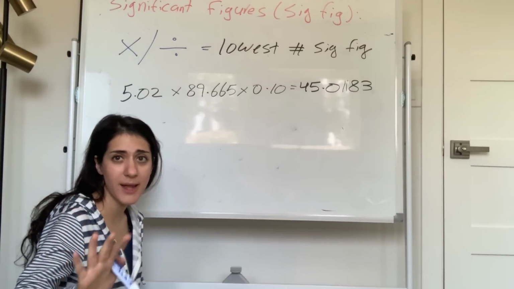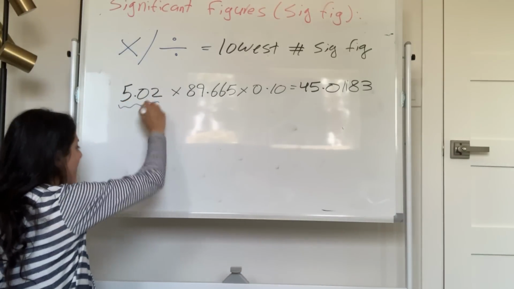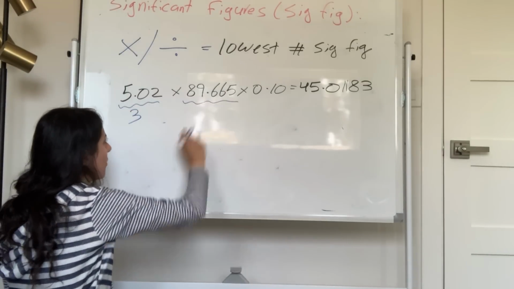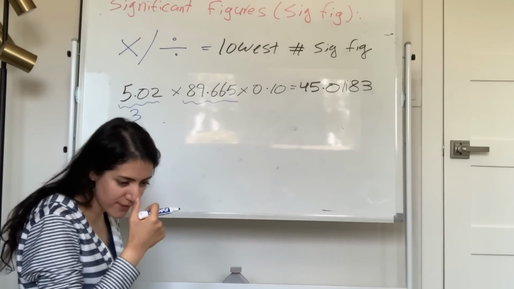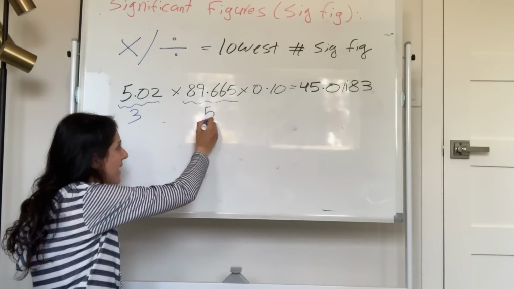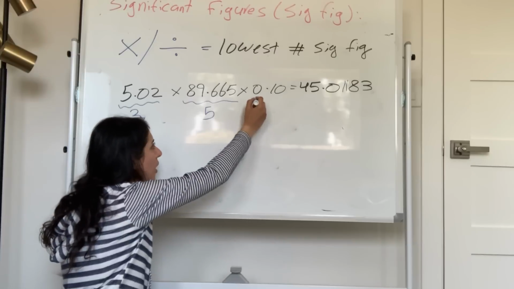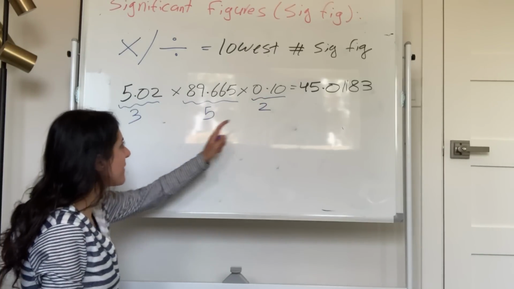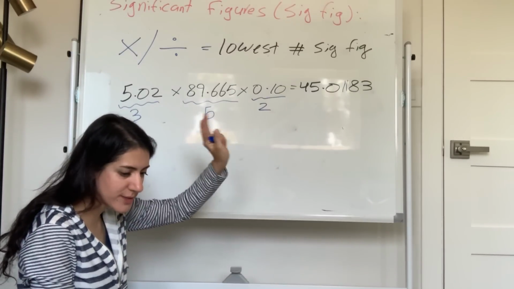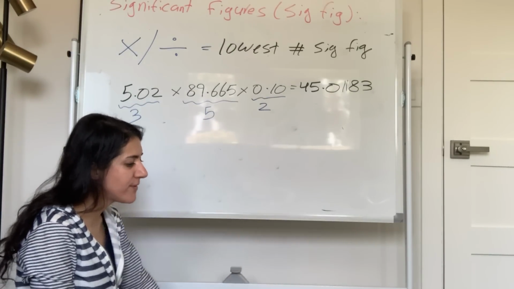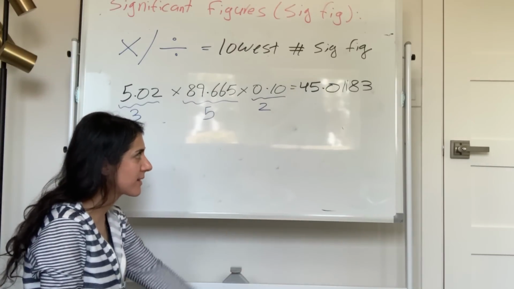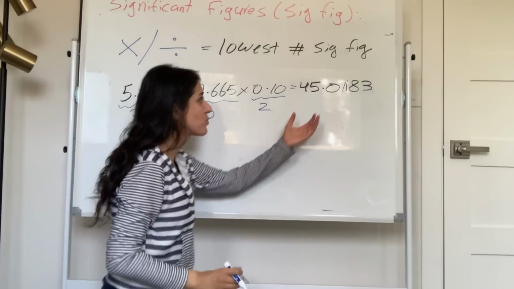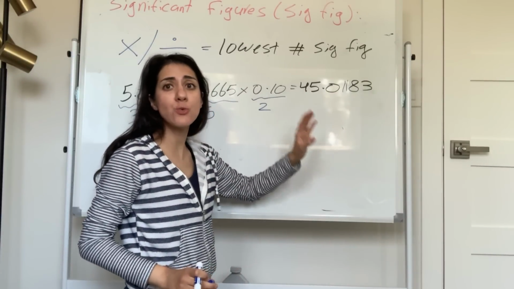Okay, let's do this together. You ready? You got this. 5.02. How many sig figs is that? 3 sig figs. Beautiful. 89.665. How many sig figs is that? 5 sig figs. 0.10. How many sig figs is that? 2 sig figs. My lowest one is 2 sig figs. For multiplication and division, you go with the lowest number of significant figures, which is 2. So I have to round my final answer to reflect that.